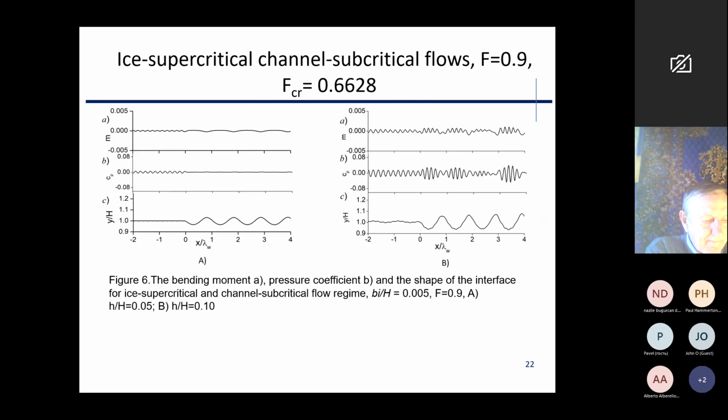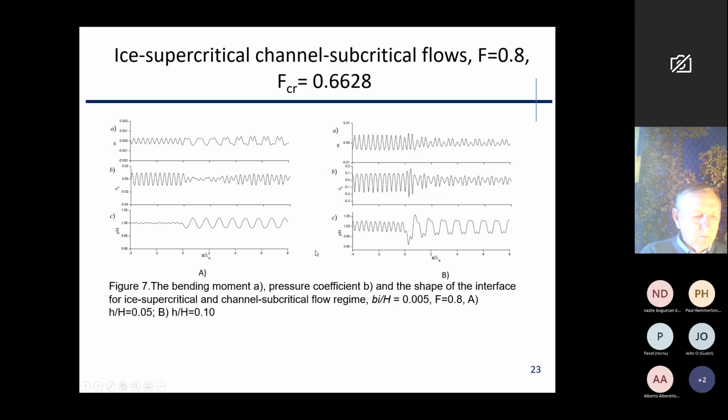Okay, continue. This is a supercritical channel, subcritical flow. We can see that two modes of waves, elastic waves and gravity waves, interact, and the result is a superposition. This is the pressure and bending moment on the elastic sheet. The same results for a smaller Froude number 0.8. Oh, sorry, larger, maybe larger.